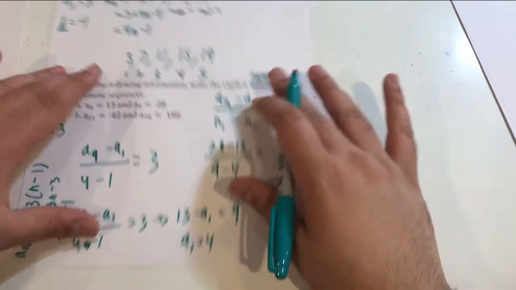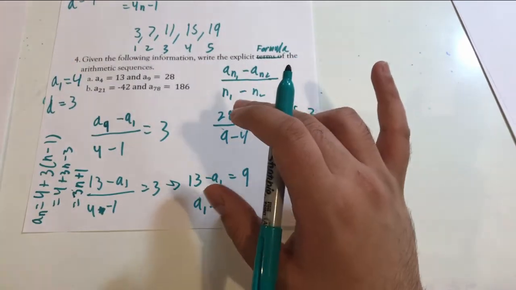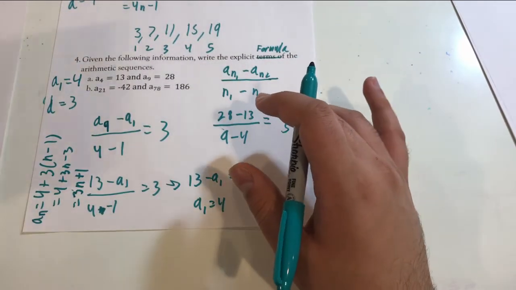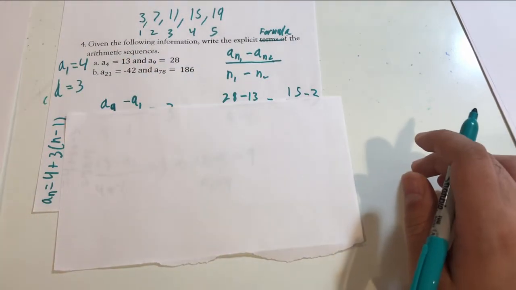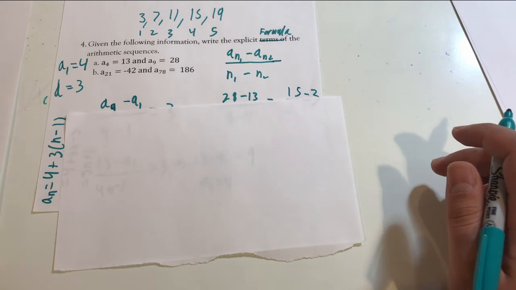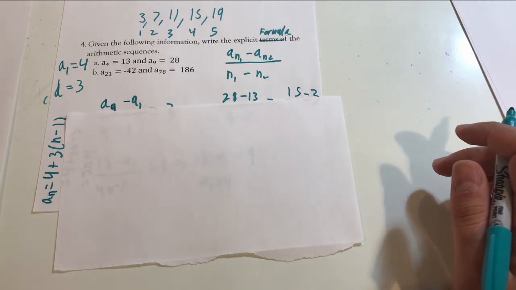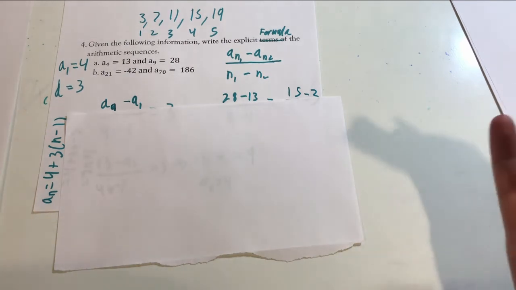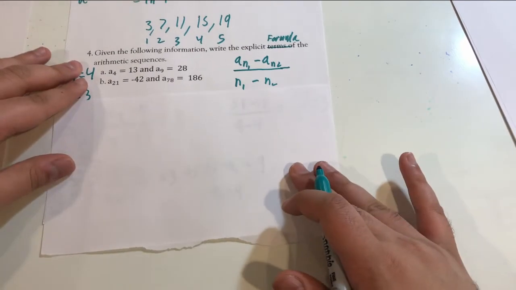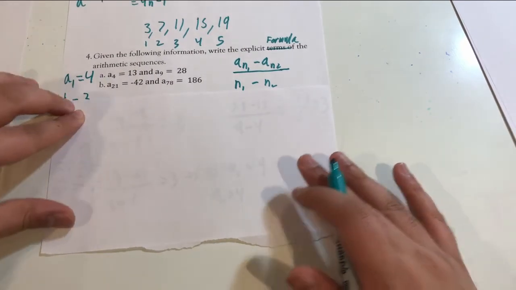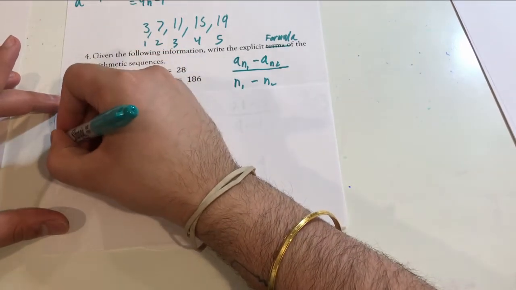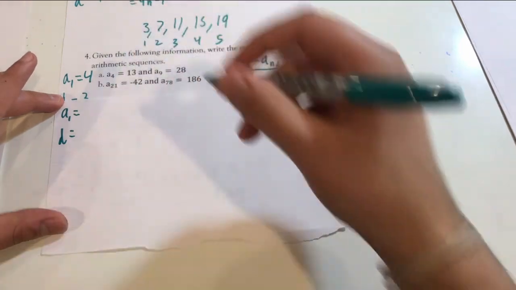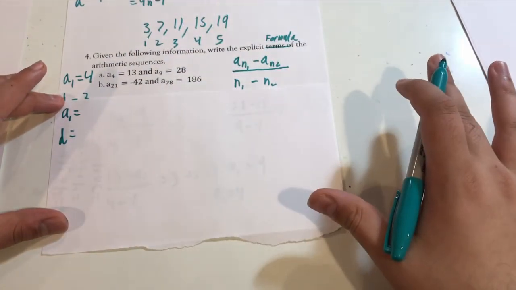Okay, now let's look at the second question, right? So we have a of 21 equaling negative 42, and a of 78 equaling 189. All right, bigger numbers, same concept. Shouldn't be too difficult. So first, what we're looking for is our a of 1 term and our common difference. The first thing we're going to do is get our common difference.